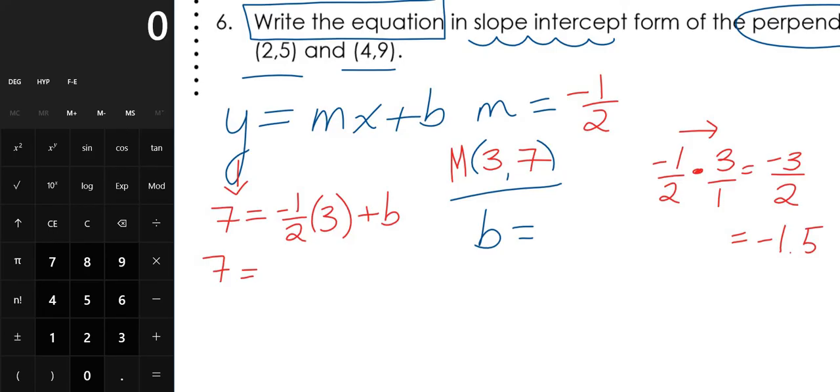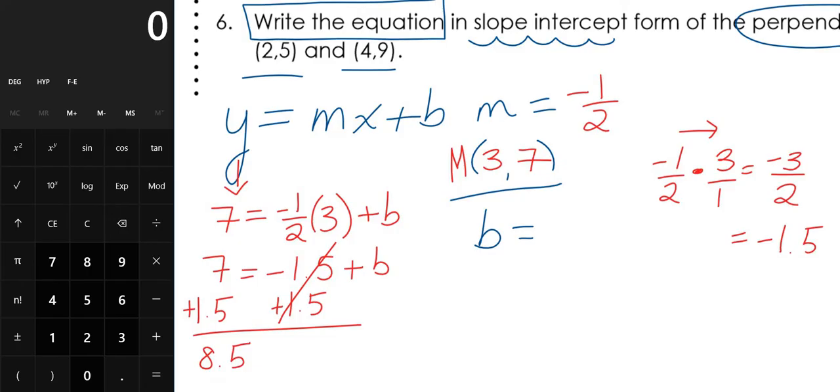So now I'm going to put this in. This is negative 1.5, although I could have kept it as an improper fraction, plus b. Last step, I want to get b by itself, so I'm going to add 1.5 to both sides. Those are going to cancel. 7 plus 1.5 is 8.5. That's going to be your b value. Go ahead and put that into your graphic organizer, 8.5.